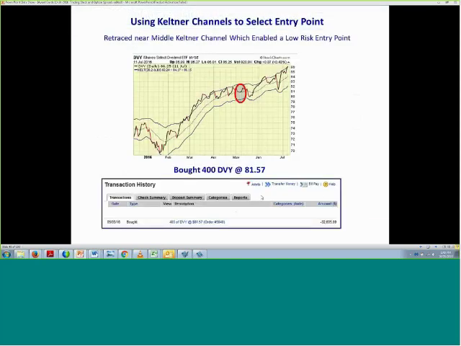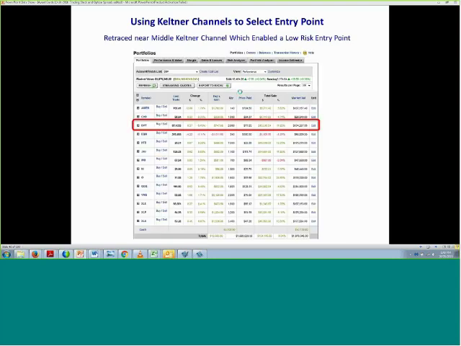Here's another example. This is DVY. This is the dividend ETF. We bought 400 shares of DVY at 81.57 right in here. Now, it did retrace a little bit right here, but you can see that it went on to make new highs, so this allowed us to get a profitable entry buying it when it retraced towards the middle channel.